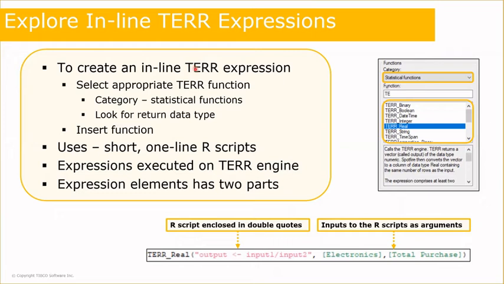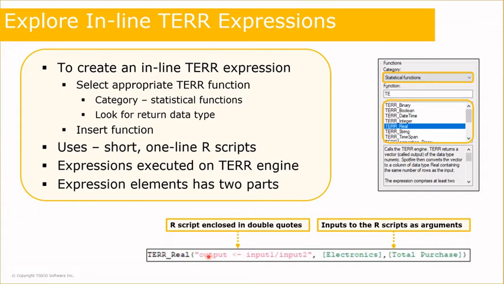Now, the use of these inbuilt inline TERR expressions is basically when you are creating these R scripts which are short, one-liners, like these. A TERR real function has been used. There are two parts for this particular expression: the script, which is enclosed inside these double quotes, and then the input values that are provided for this function. Since this is a function, we know that input is required. So this is the script for TERR real, that is output, input divided by input 1 divided by input 2.